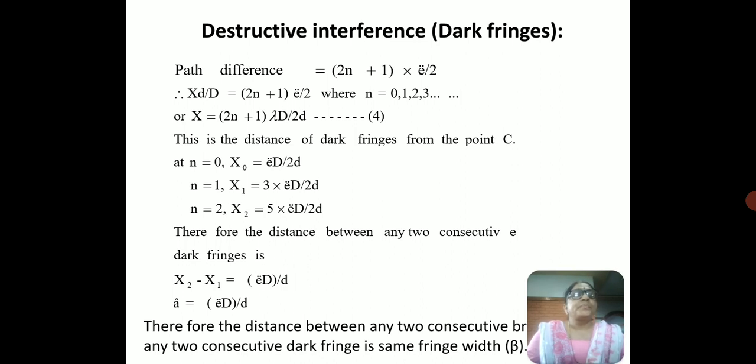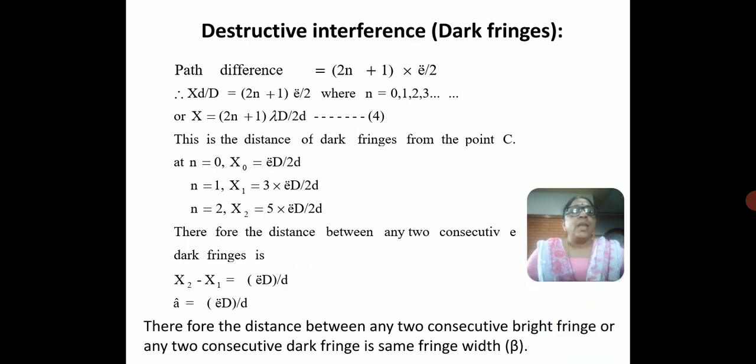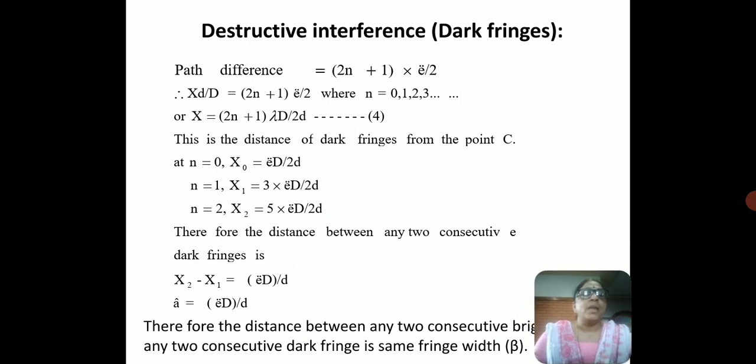Then we find the distance between any two consecutive dark fringes is the same as that we found for the bright fringe, that is lambda into capital D divided by small d. Therefore, the distance between any two consecutive bright fringes or any two consecutive dark fringes is the same, that is the fringe width beta equal to lambda into capital D divided by small d.